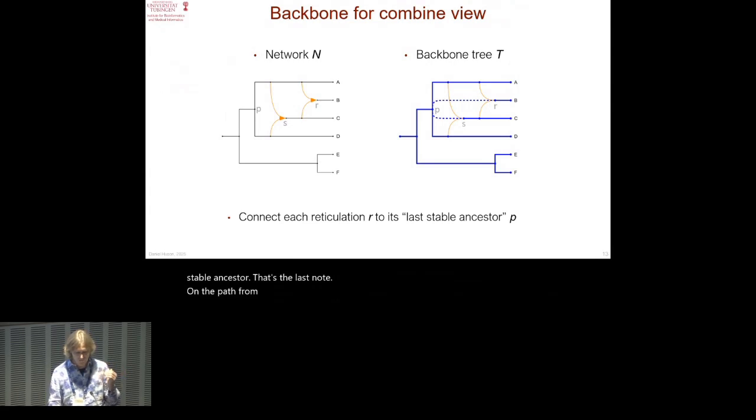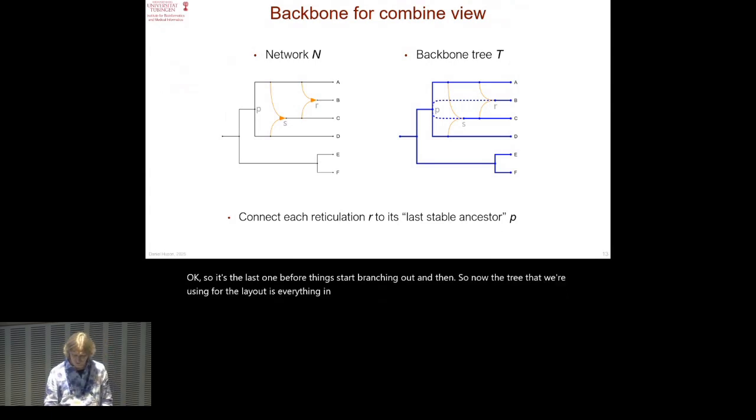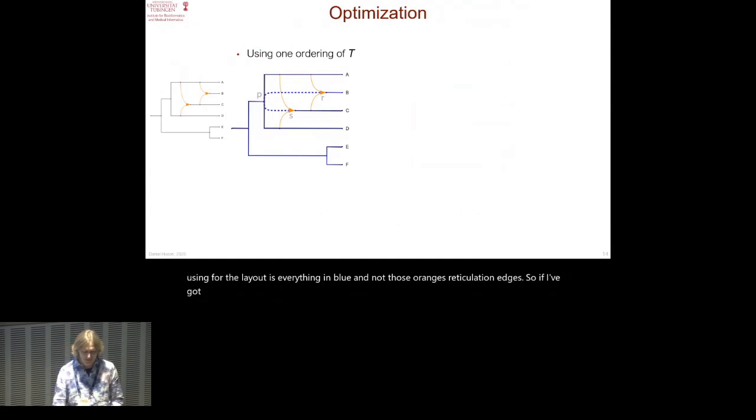The last node on the path from the root down to the reticulation node, that's on all paths. Okay, so it's the last one before things start branching out. And then the tree that we're using for the layout is everything in blue and not the orange reticulation edges. So if I've got one ordering or embedding of the tree, that gives rise to one particular drawing of the network. And in this case, it looks nice.